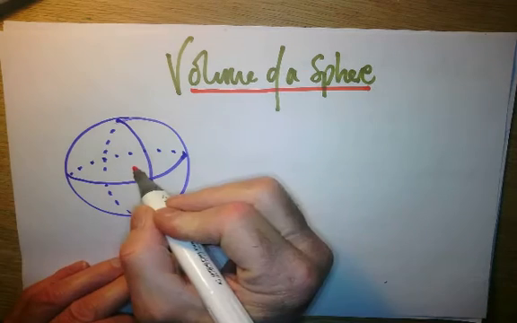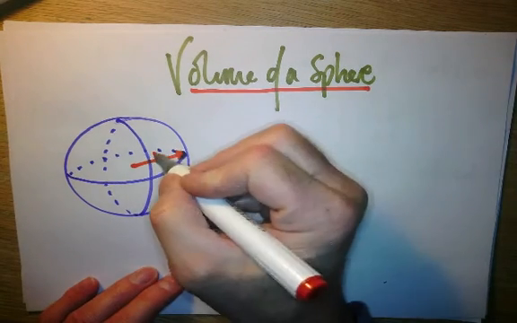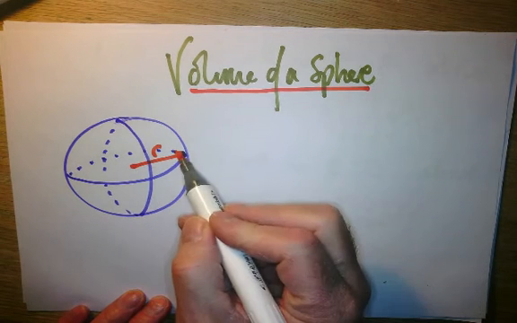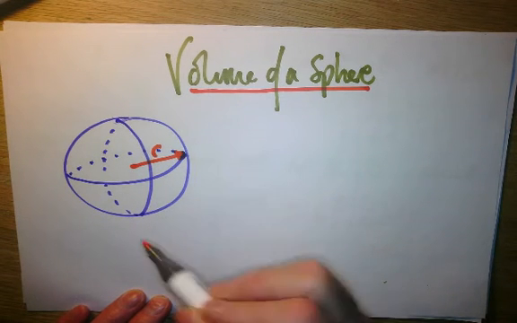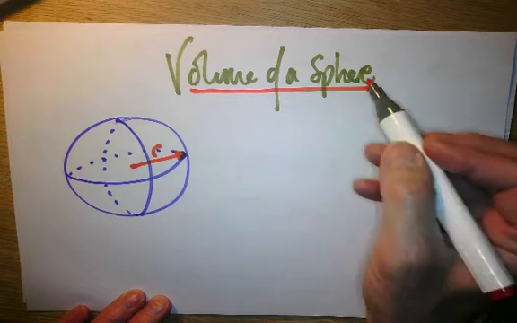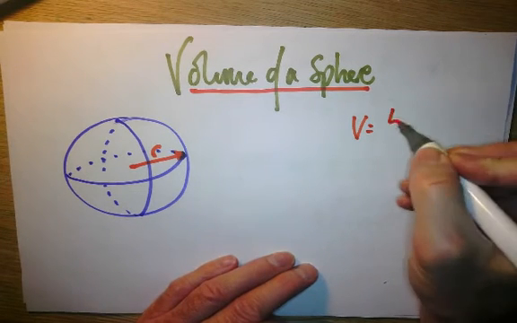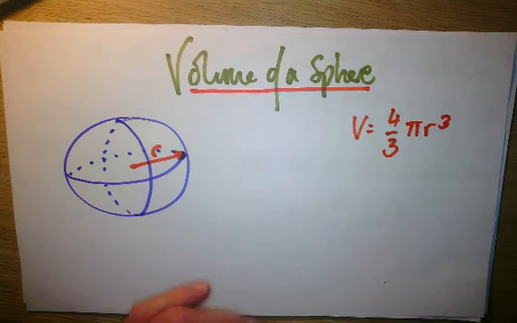it's three-dimensional because it's a 3D shape. But the only dimension you know really is the radius from the center of the circle or the sphere to the outer edge. And that's your radius. So for the volume, there's really only one formula you need to know. And it's 4/3 pi r cubed. Cubed meaning that it is a 3D shape because it's three-dimensional.